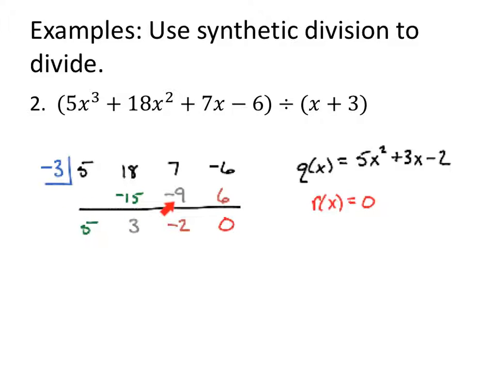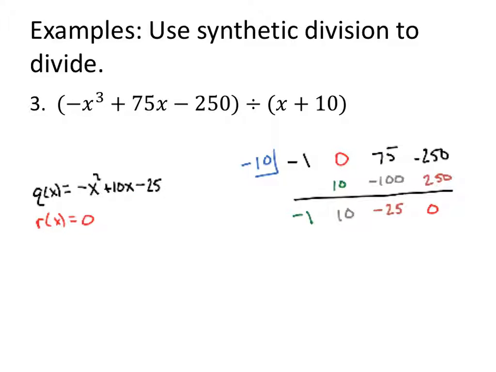Multiply to go up and over. Negative 3 times 3 is negative 9. Add straight down. 7 and negative 9 is negative 2. Multiply negative 3 times negative 2 to go up and over. 6. Add straight down. And yes, another remainder of 0. So we'll have a remainder of 0. This was a cube, so my quotient is going to be a square: 5x squared plus 3x minus 2.